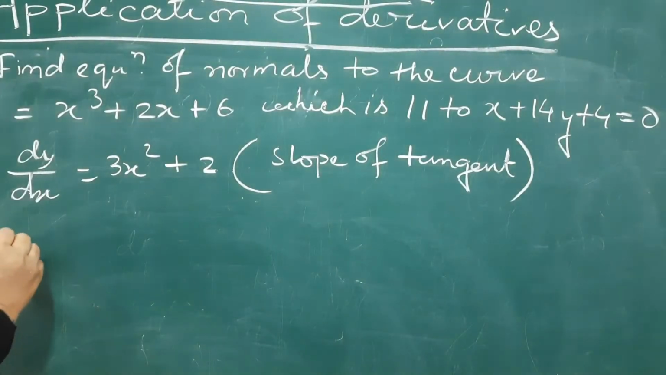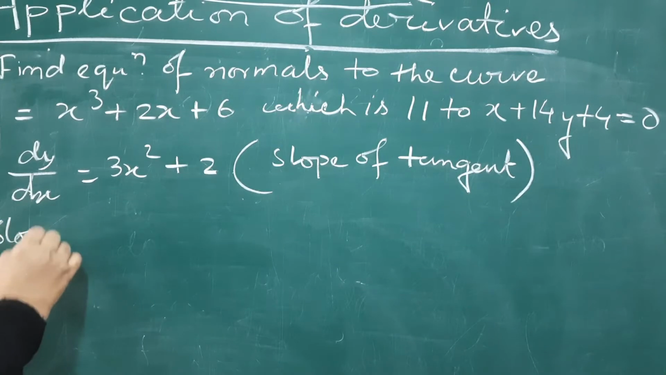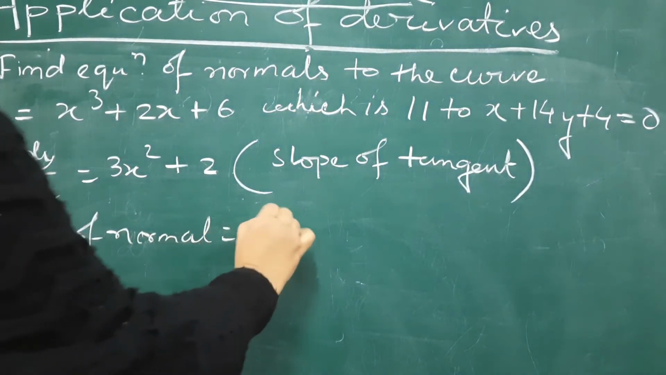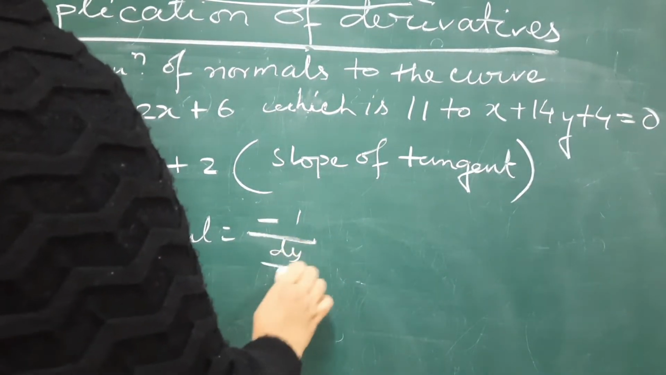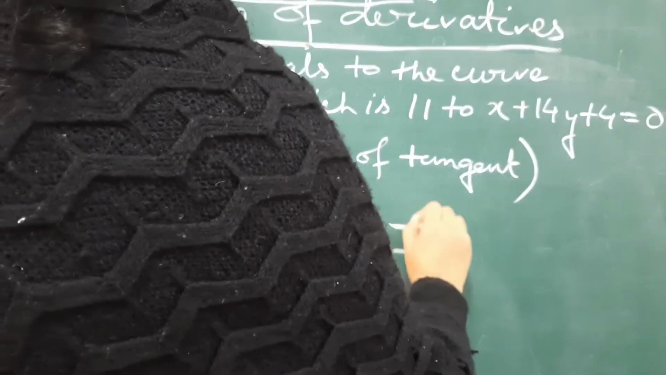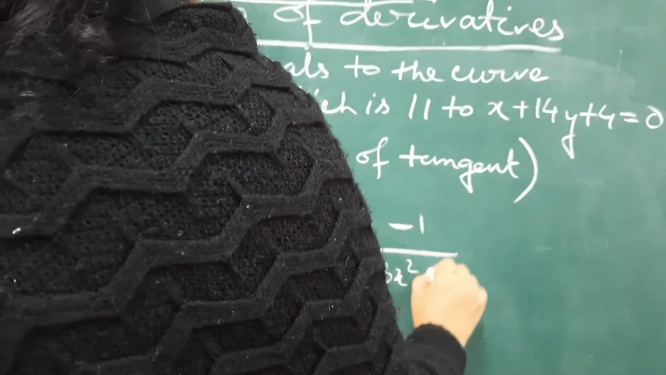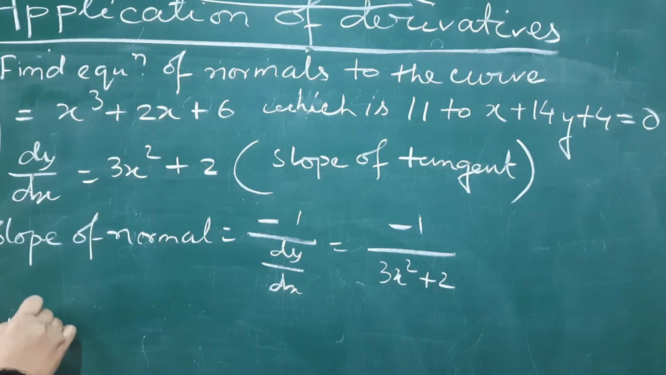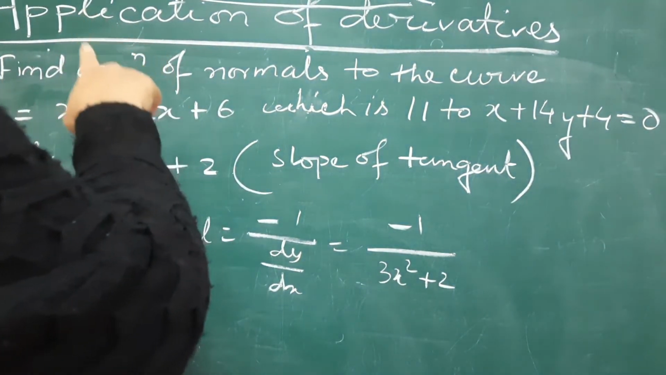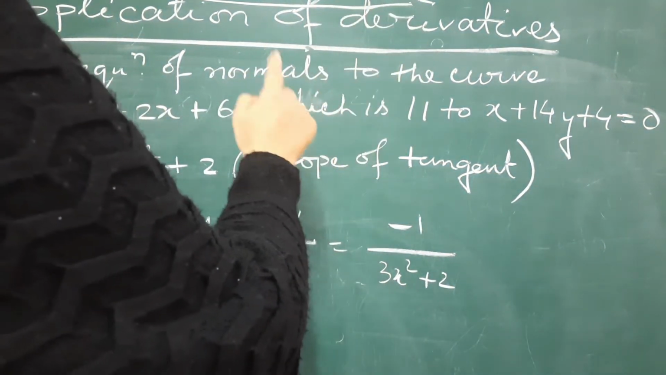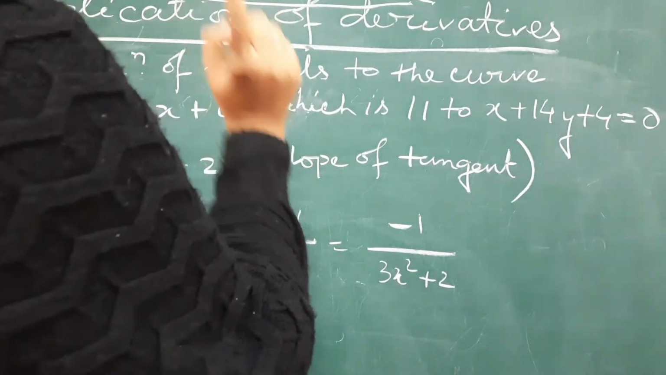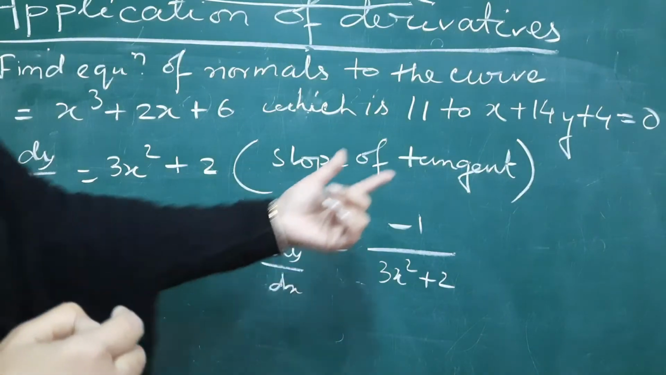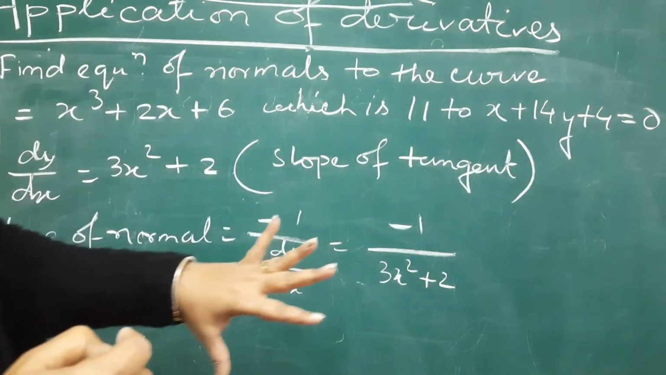Now the slope of the normal. The slope of the normal is minus 1 by dy/dx, so minus 1 by 3x square plus 2. Again, the equation of the normal is parallel to the given line. So the slope of the normal and the slope of the line, these two will be the same.